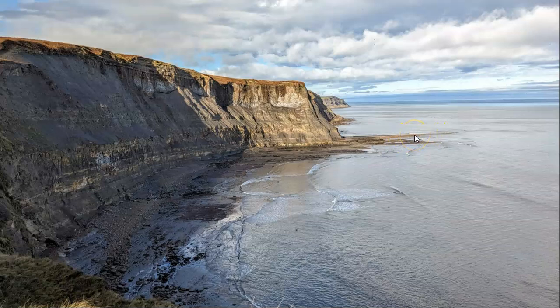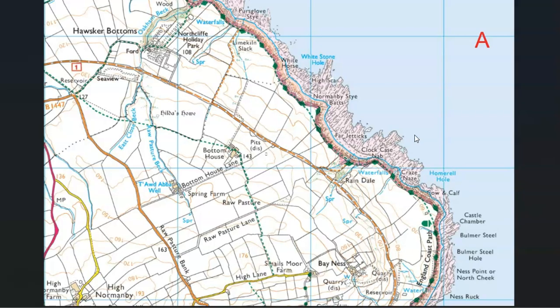So what can we see on the maps? Could we be on A? Well, we've definitely got steep ground all the way along the east coast here. We've got a small bay there, and then similar steep ground along there. So we could be on A.